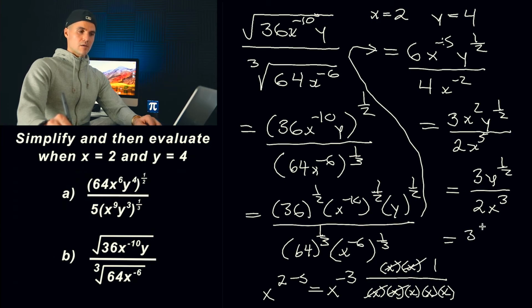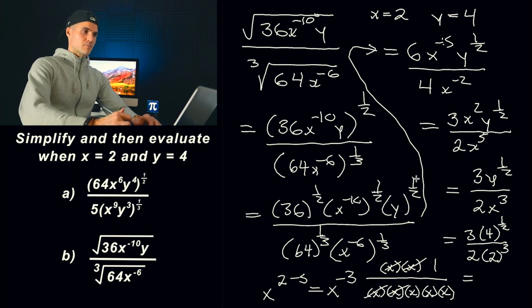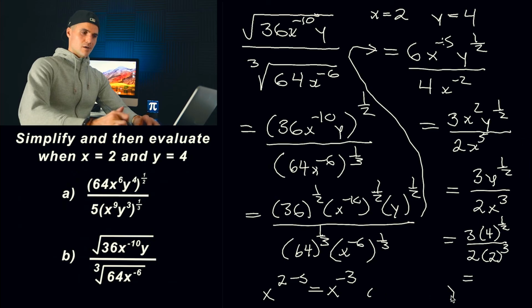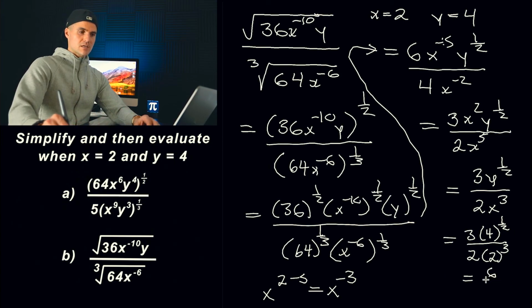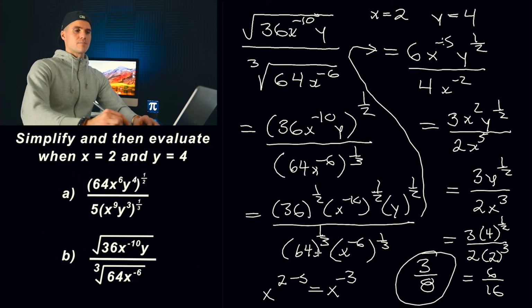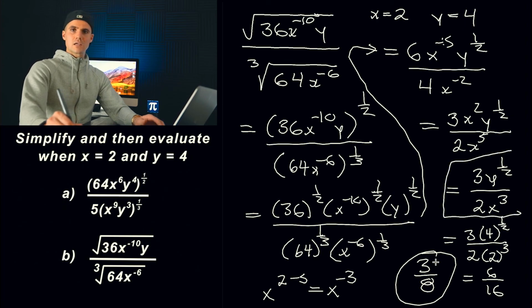And then from here, we just basically plug in the y value of 4 and the x value of 2. Okay, so what would happen here? We would have 3 times 4 to the power of a half, that's just the square root of 4, which is 2, times 3, that gives us 6. This is going to be 2 to the power of 3, which is 8, times 2 is 16. That simplifies to 3 over 8. So that's going to be the final answer to this question, right? So this is the simplified expression, and that is the numerical value.